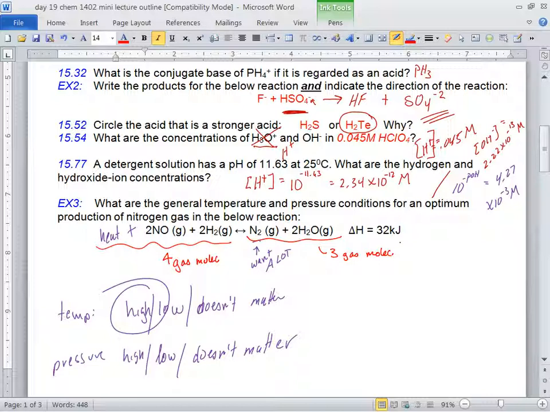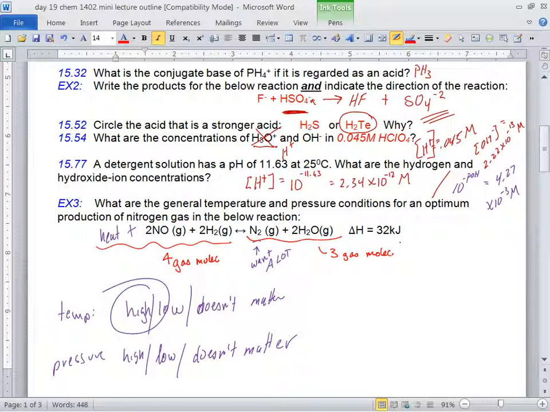If it goes to the side with more gas molecules, well, that's more pressure, isn't it? Because you have more gas. So it's going to go to the side with fewer gas molecules. That's always the effect of cranking up the pressure. If you've got the same number of gas molecules on each side, then it's a trick question. It doesn't matter because it's not going to do anything, because it can't shift.